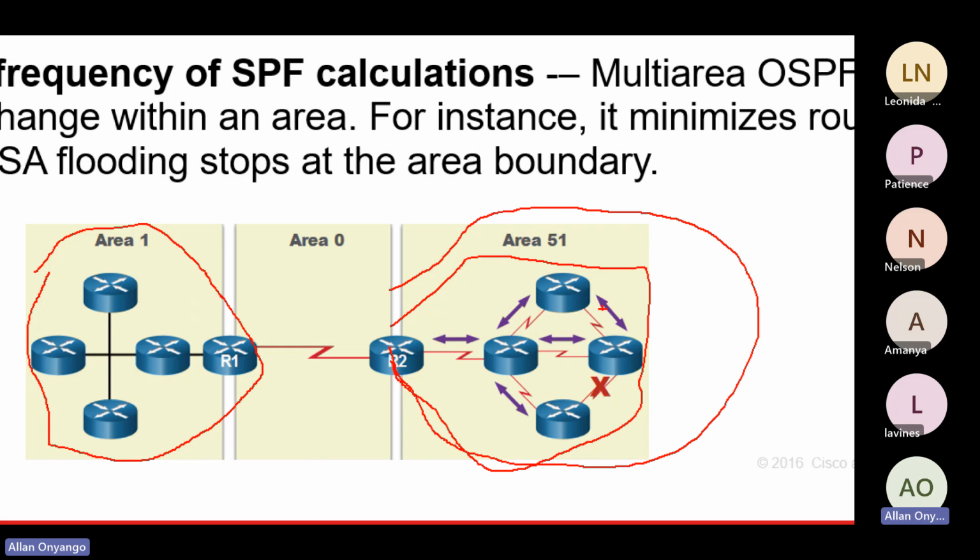Whenever we need to send something to this network, we just need to forward that information to R1. R1 will know what to do with it. R1, R2, remember, they're in area 0.